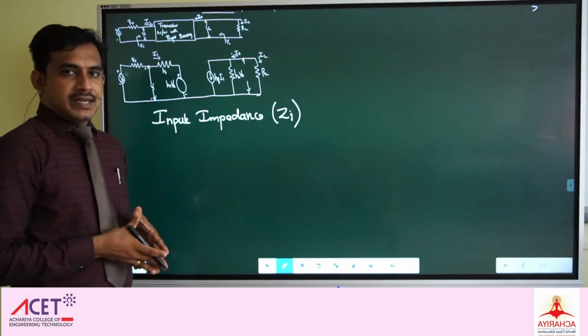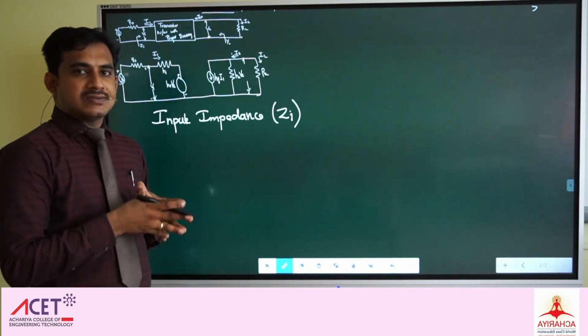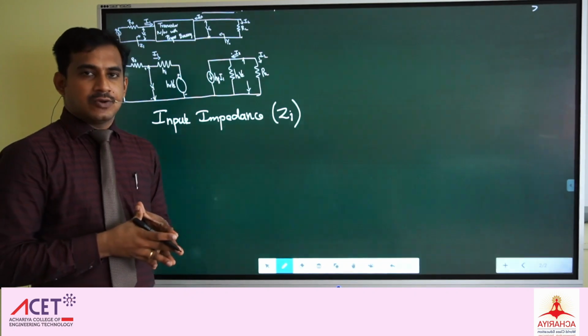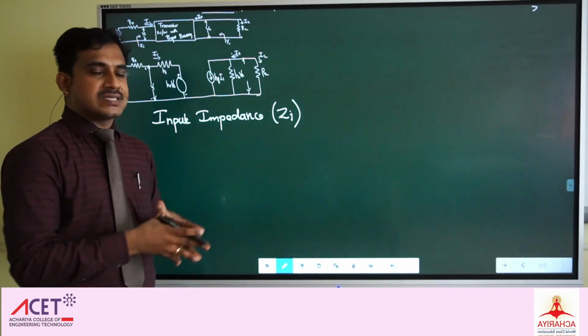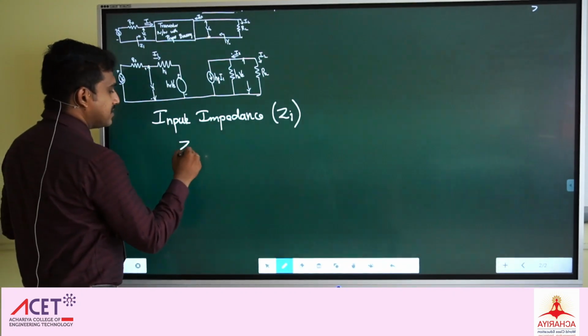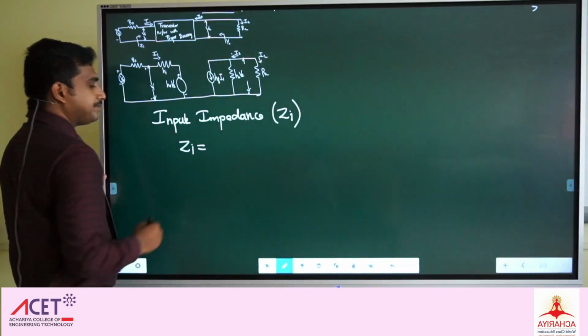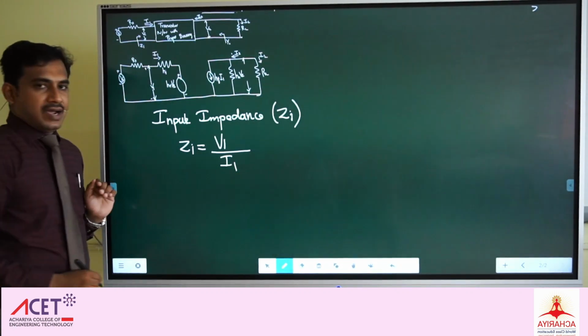What is input impedance first? Input impedance is nothing but the total resistance, the total opposing factor present in the circuit. For input impedance, it is the total opposing factor present in the input side of the circuit. Here the total input impedance we can calculate by this equation: Zi is equal to input voltage divided by input current, V1 divided by I1.